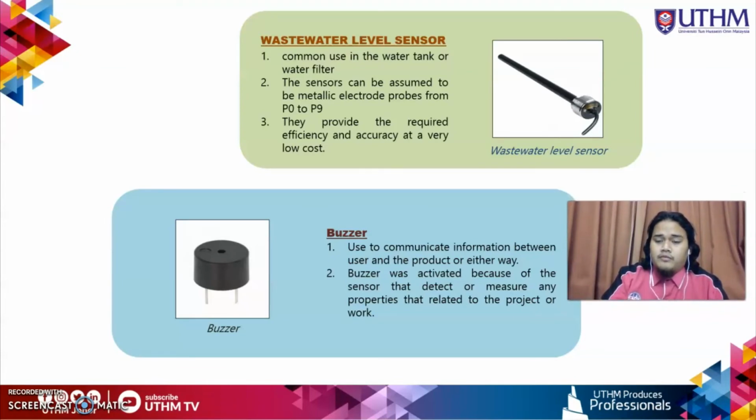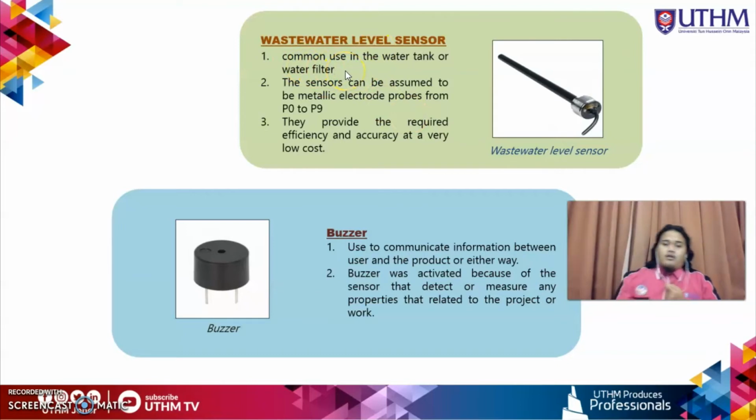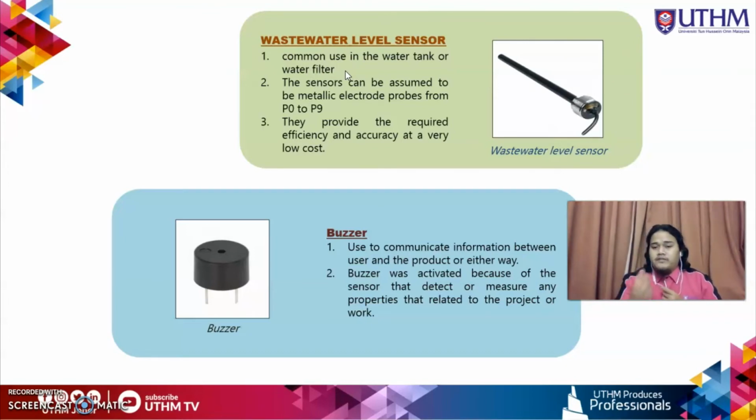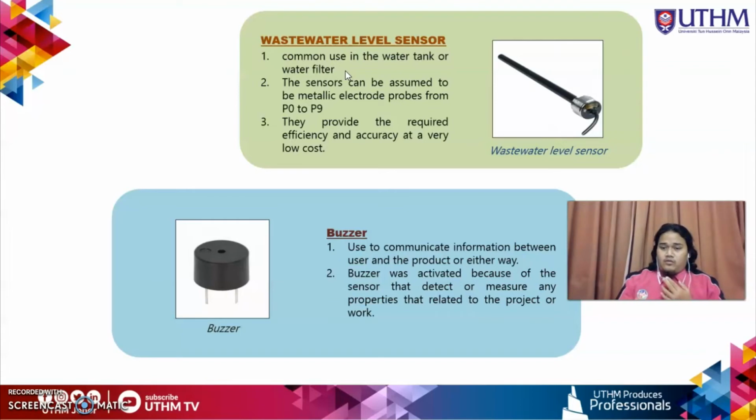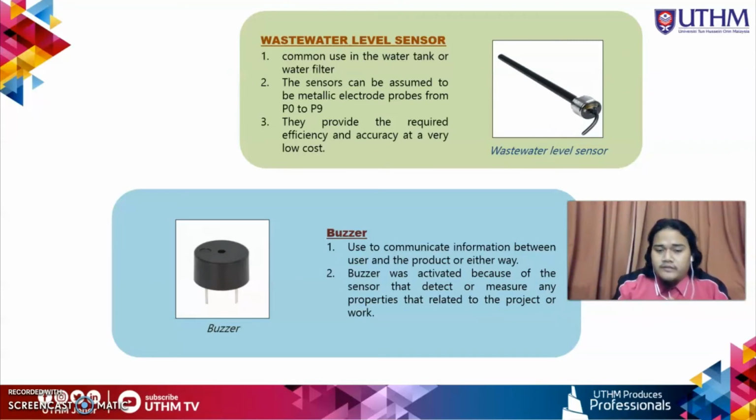And then the component that will be used is the wastewater level sensor. It is commonly used in water tanks or water filters. The sensor can be assumed to be metallic electrode probes from P0 to P9. They provide the required efficiency and accuracy at a very low cost. And the other component is the buzzer, used to communicate information between user and product or either way. The buzzer is activated by the sensor that detects or measures any properties related to the project or work.